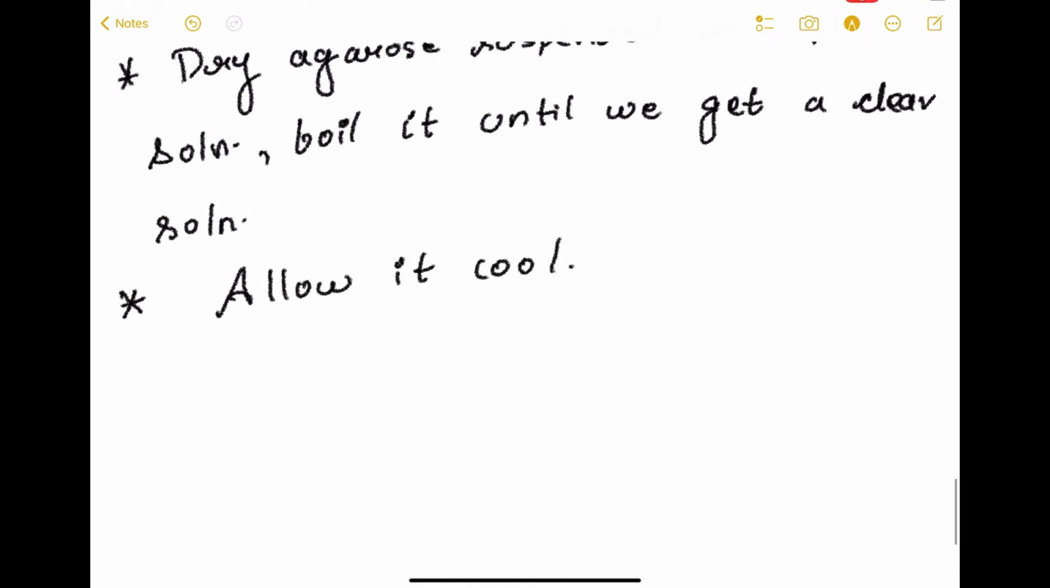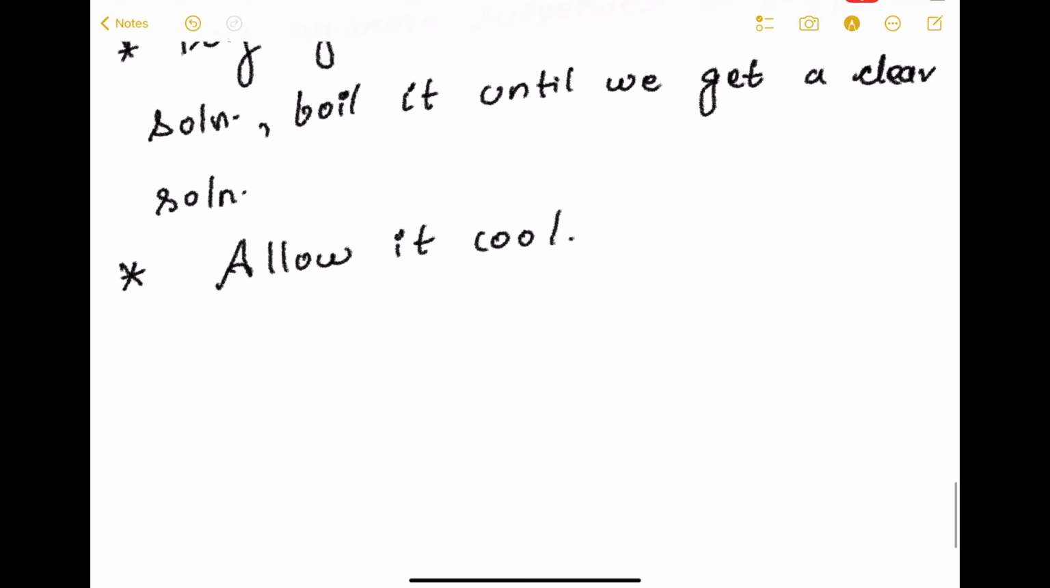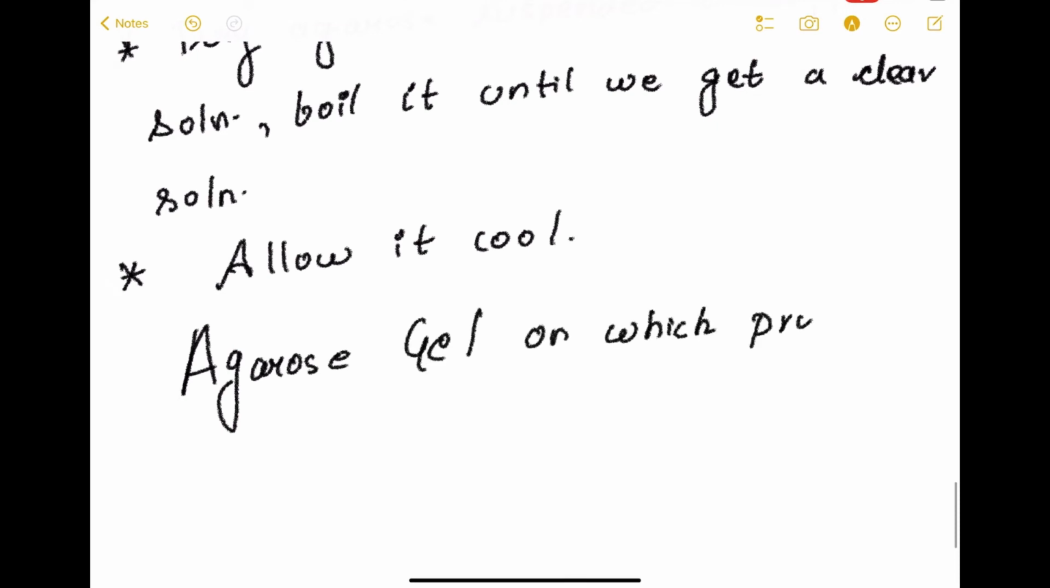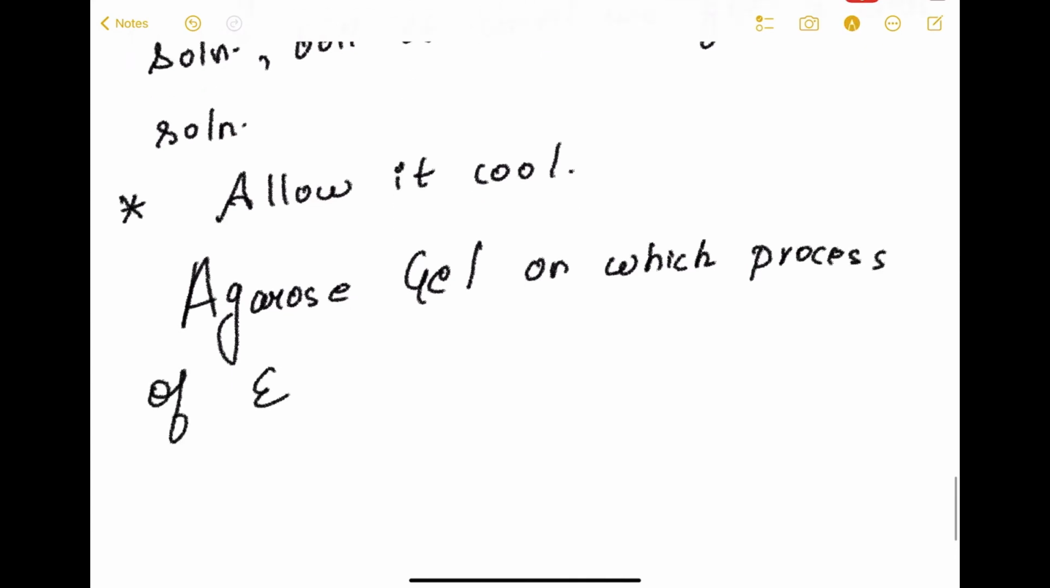So now we'll get our agarose gel on which the process of electrophoresis can be carried out.